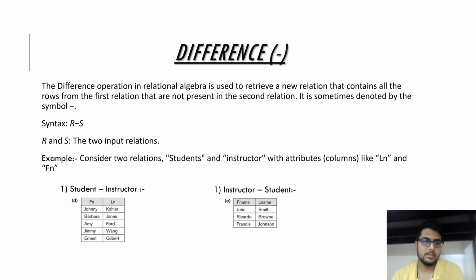Example: consider two relations, student and instructor, with attributes like ID and Fn. From the previous student and instructor, we are taking student minus instructor. This table is the result of student minus instructor, and this table indicates the instructor minus student.